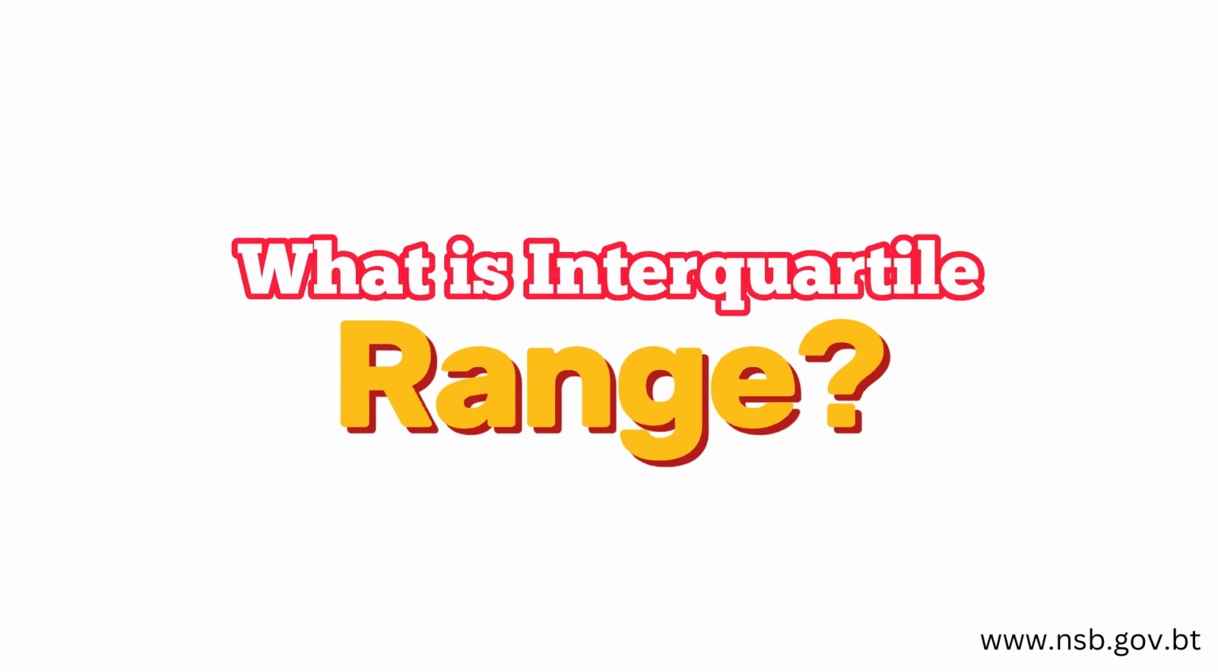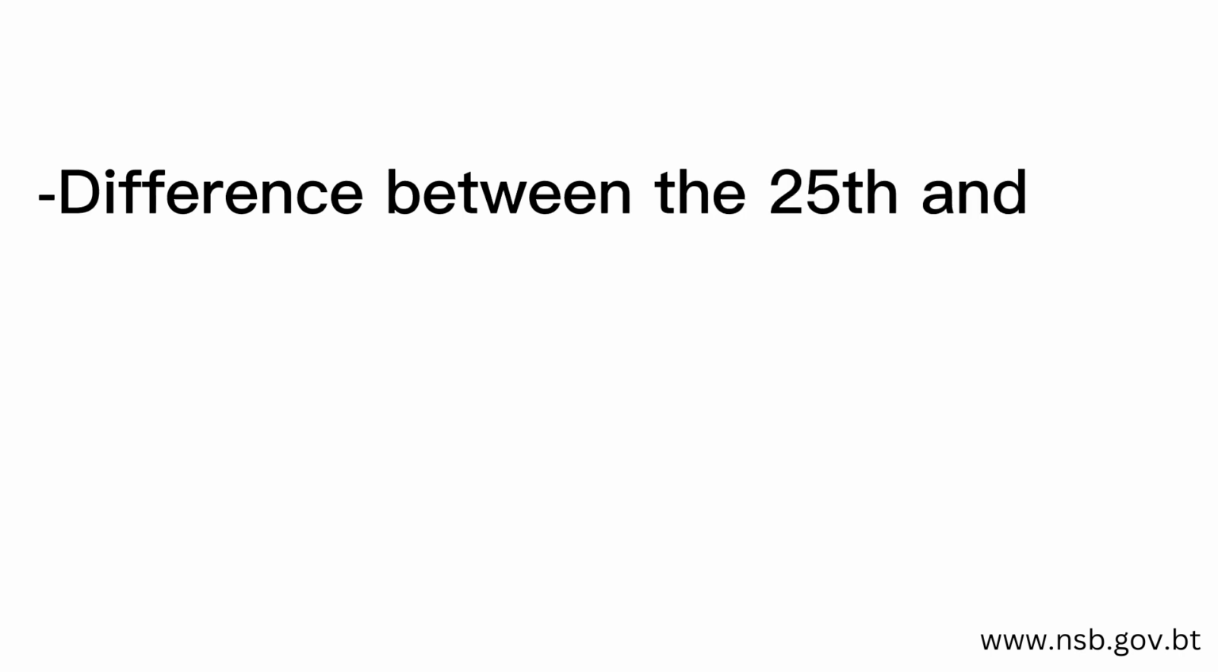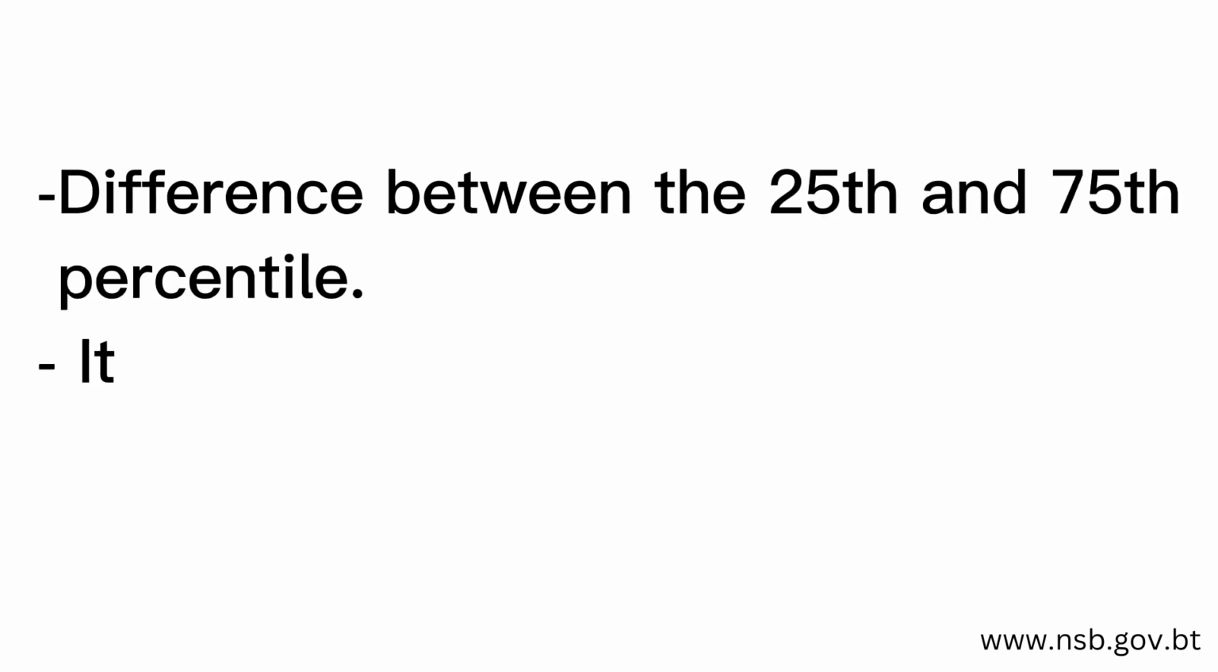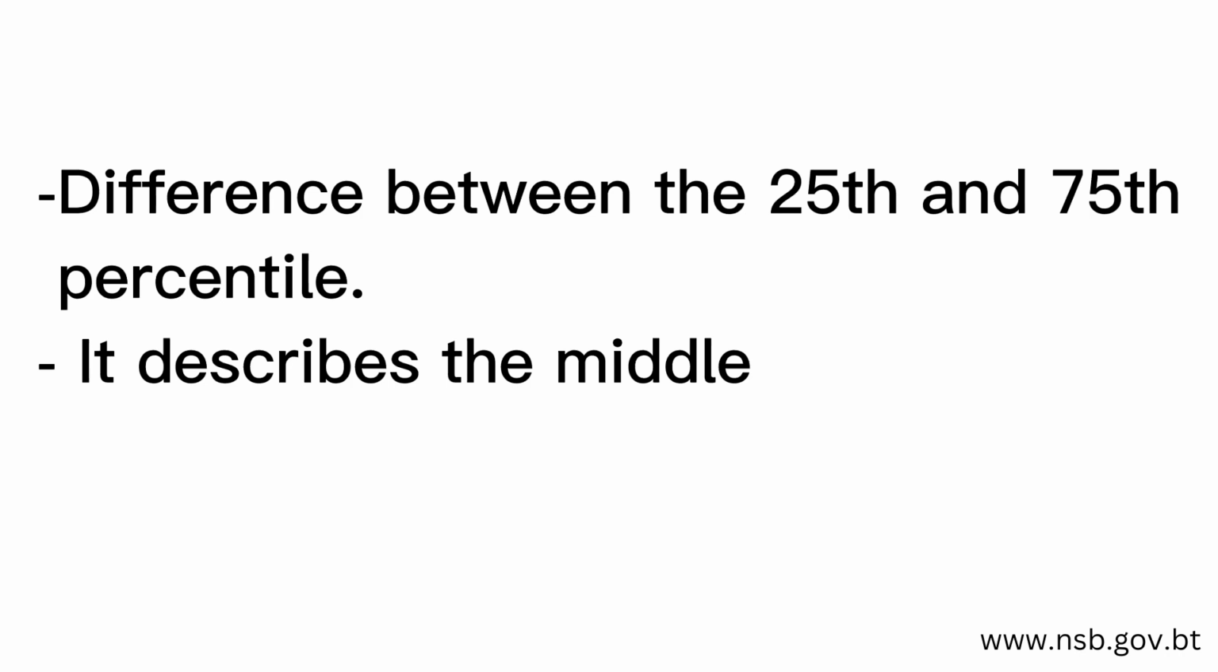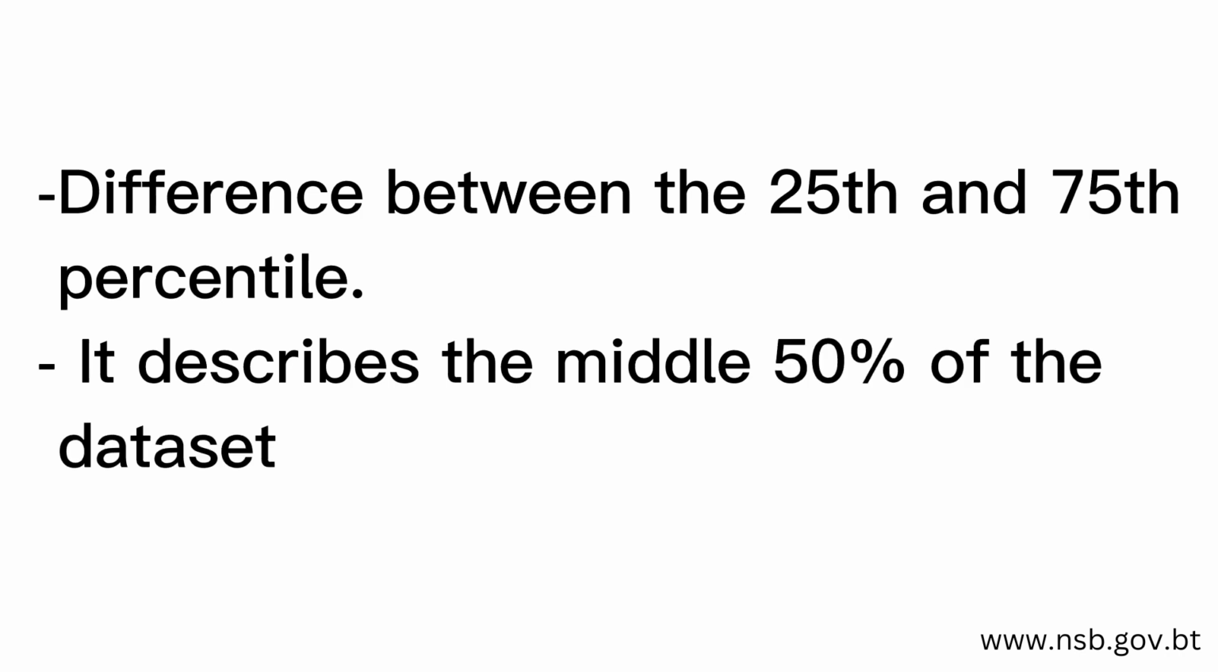Next, let's look at what interquartile range is. Interquartile range is defined as the difference between the 25th and 75th percentile, also called the first and third quartiles. It describes the middle 50% of values when ordered from lowest to highest. To illustrate this, let's take the monthly household rent data again.